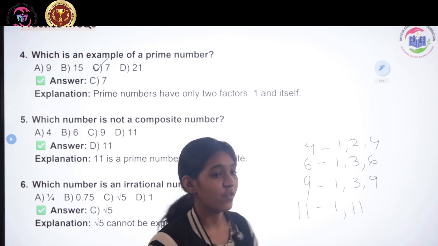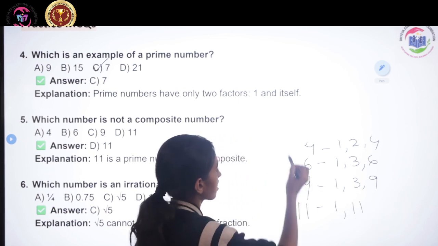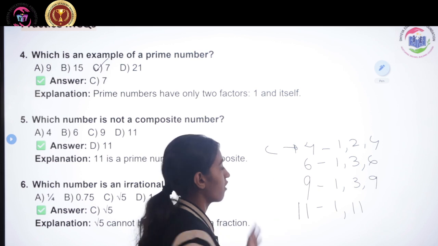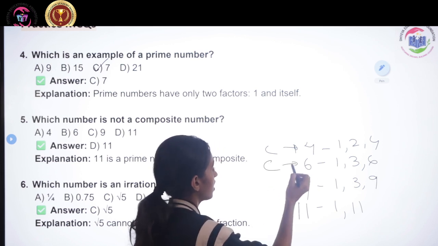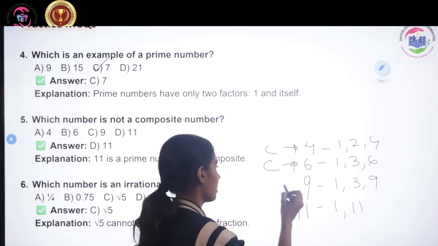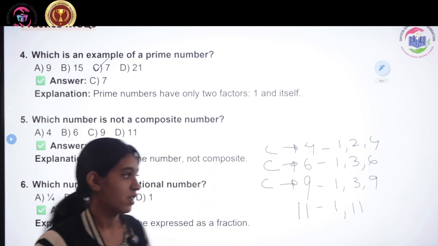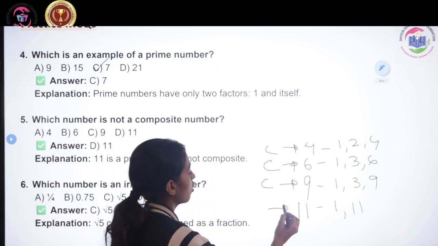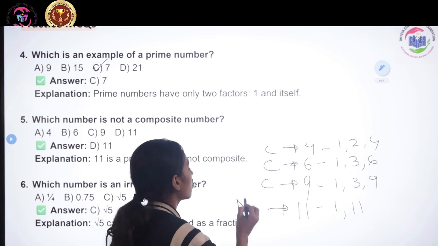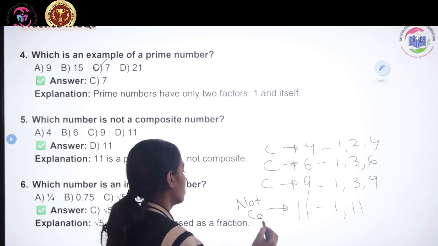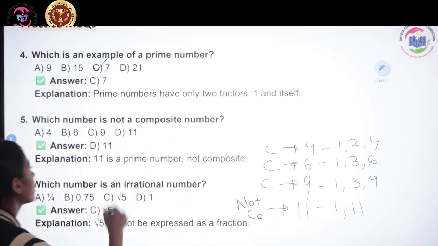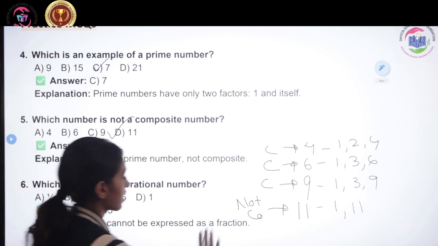Then we have to find the not composite. 4 is a composite number, with more than 2 factors. 6 is also a composite number, with more than 2 factors. Again, 9 is also a composite number. It has more than 2 factors. But 11 has only 2 factors. It is not a composite number. That means D, 11, is the correct answer.